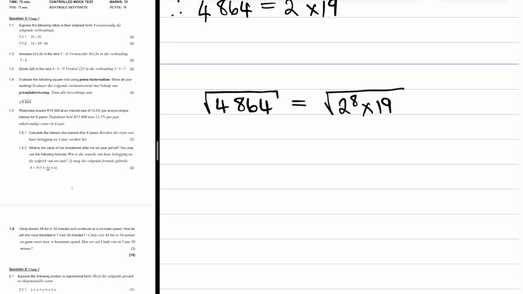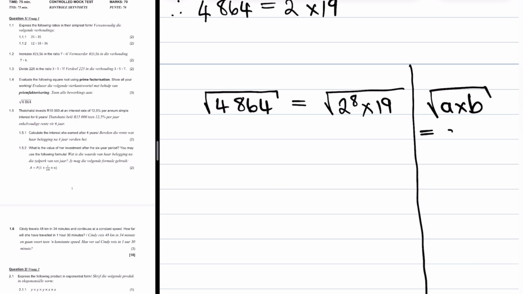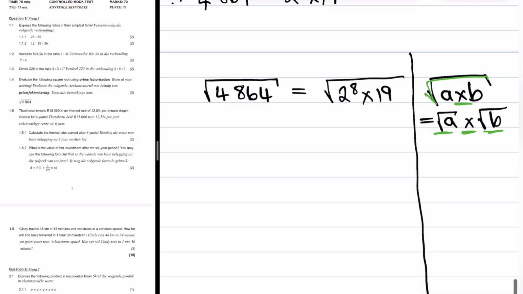Ons het 'n produk onderkant die vierkantswortel, en as ons terugdink na ons reëls vir vierkantswortels en ons eksponentewette, dan weet ons dat die vierkantswortel van a mal b is dieselfde soos die vierkantswortel van a mal met die vierkantswortel van b. In other words, the square root of the product is the same as the product of the individual square roots. And that is the rule or principle we're going to be using here.